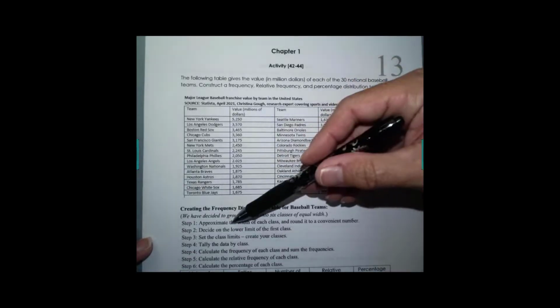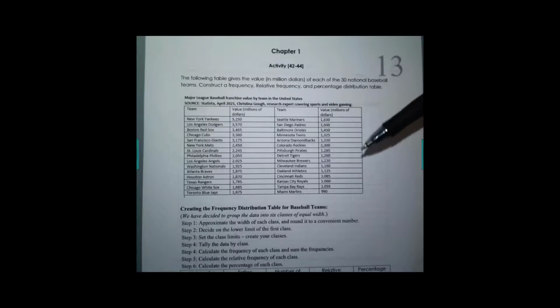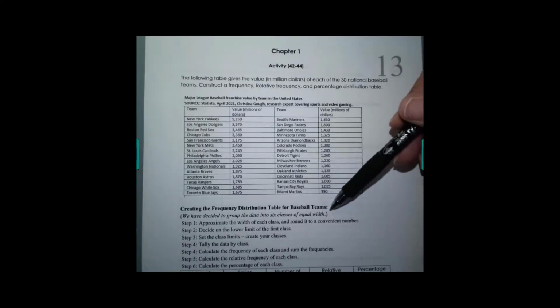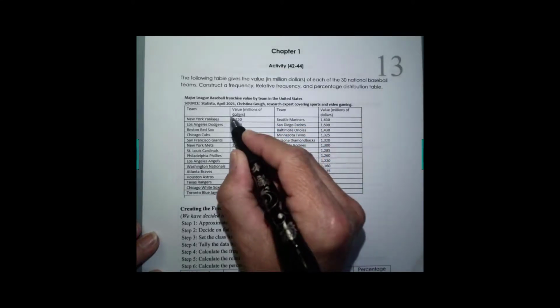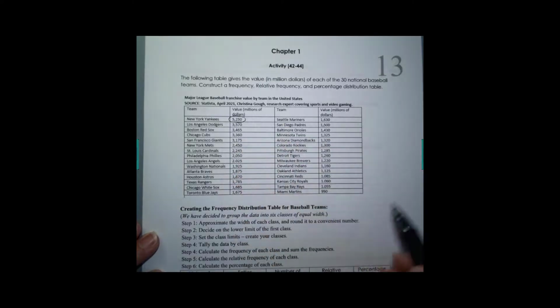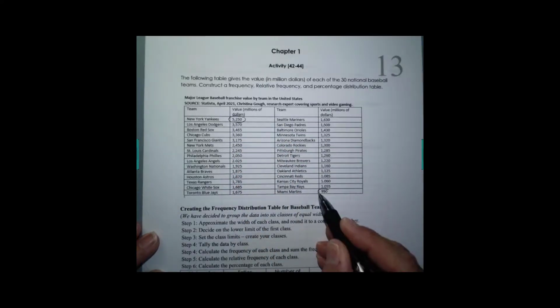And we have to make some decisions as the researcher. And I've written these steps down here below for you. First, you have to find the width of each class, how big you want it to be. And to do that, the first step, of course, is to decide how many groups you want. I've made a decision. I want to do 6 classes of equal width. So I'm going to look at my maximum value team, which is, of course, 5,250. And my minimum value team, which is 990, and I'm going to come up with the width of the classes.